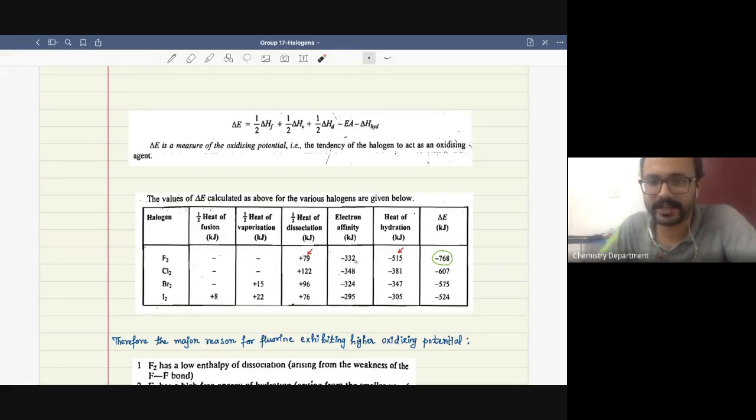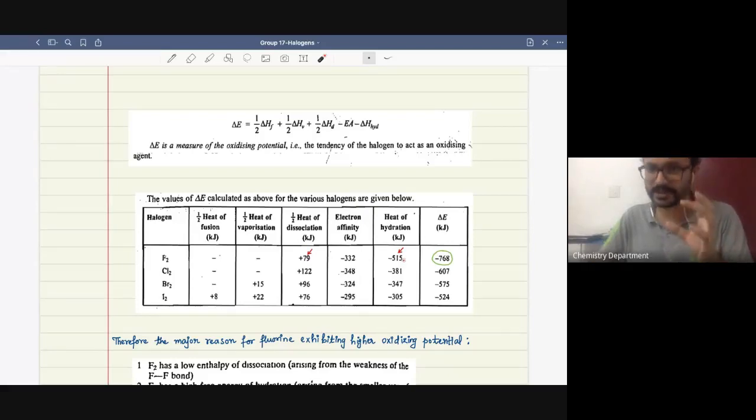If we concentrate on why this value became highly negative, what you will see is that if you compare these hydration values, high negative hydration is available for fluorine. This high heat of hydration for fluorine can be easily understood because fluorine is a smaller ion.